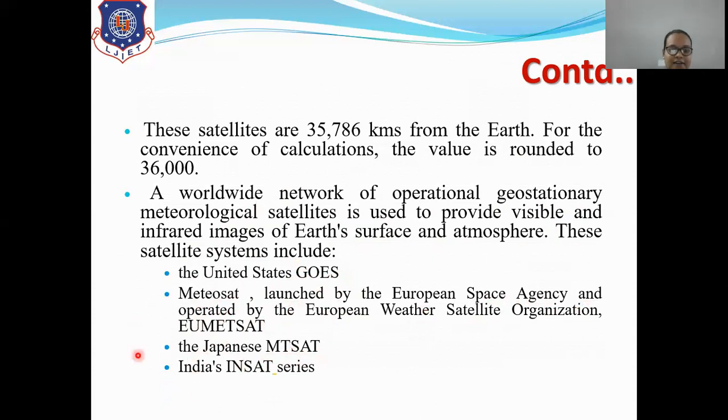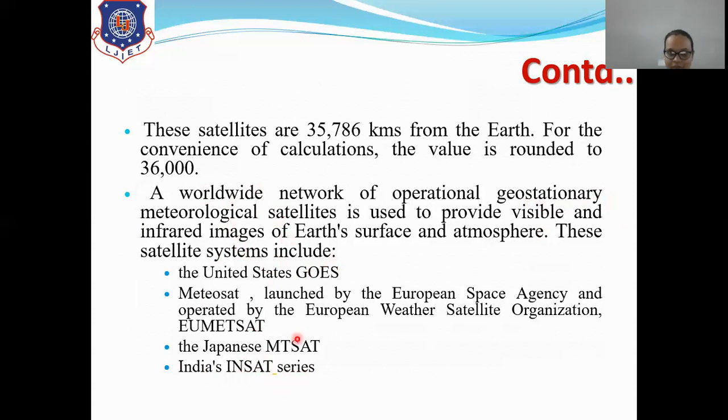And last, our Indian satellite, that is INSAT, the Indian National Satellite series. There are various INSAT 1, INSAT 2, like that. There are various series of INSAT. So these all are operated at the geostationary orbit for meteorological purposes, or you can say for the weather department.